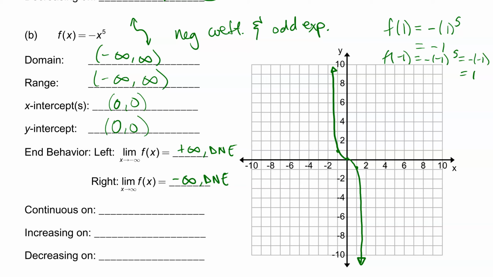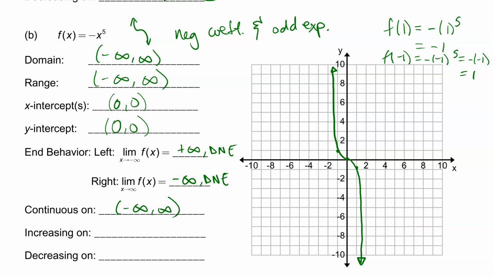Perfect. Do we have questions so far? No. All right. Hannah, where is it continuous? Negative infinity to positive infinity. Exactly. It's continuous everywhere.